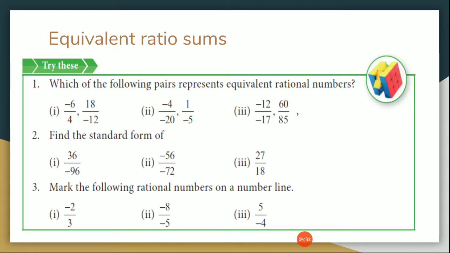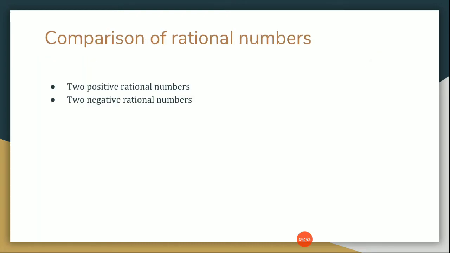Okay. Same way, minus 8 by 5. If the numerator is bigger, what should we do? First you should take LCM. First you should convert it to a mixed fraction and then only proceed with the number. Same way, 5 by minus 4. That means what should we do? You should convert it to a mixed fraction and then only continue.